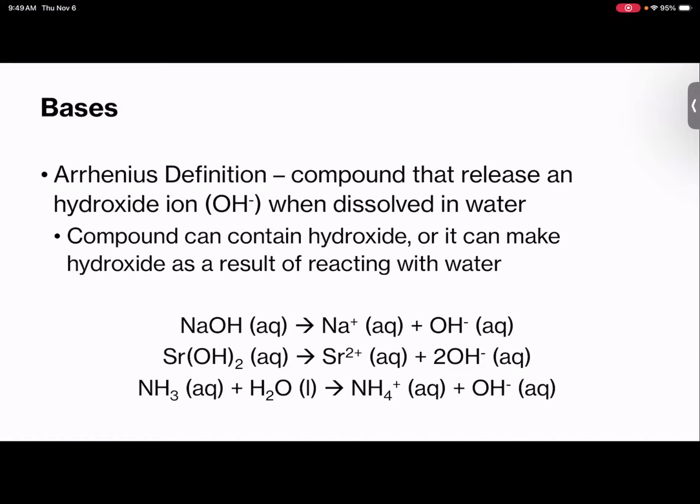So an acid donates a proton, and a base donates a hydroxide. Those combined make water. Hence, the reason it is called an acid-base neutralization reaction is because you are neutralizing the acid and neutralizing the base by making water. Questions?